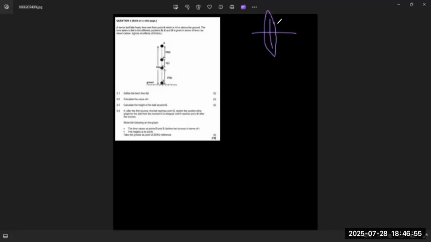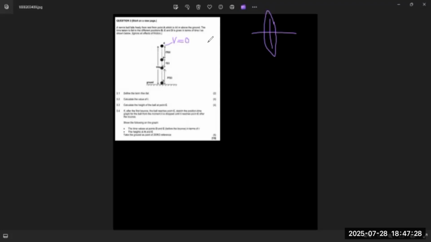Question 3: a tennis ball falls freely from rest. So already when they say from rest, it means our initial velocity at point A, which is here, would be equal to what? 0 meters per second. That's what we know about free fall: when something falls, not something that is dropped or projected, it will be 0 meters per second.